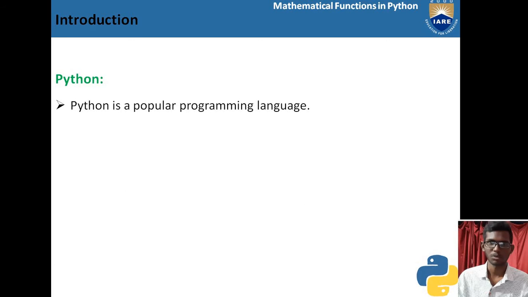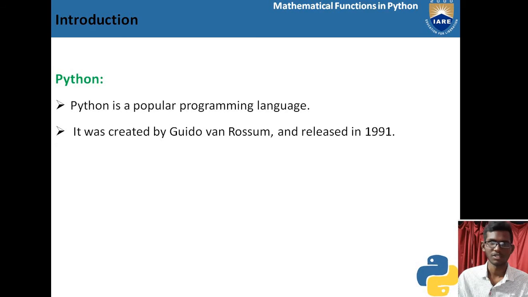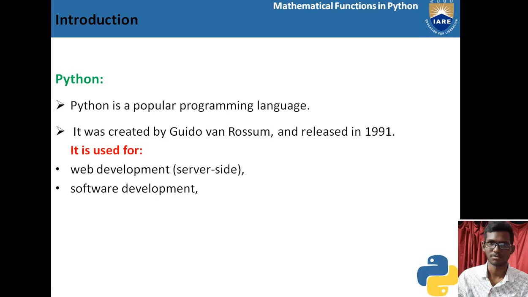Introduction. Python is a famous programming language because, compared to other languages, it is very easy to learn. It was created by Guido van Rossum and the first version was implemented in 1990. It is used for many purposes. The examples are web development, the best example being our CMS login; software development, for example WhatsApp; mathematics; and scripting.